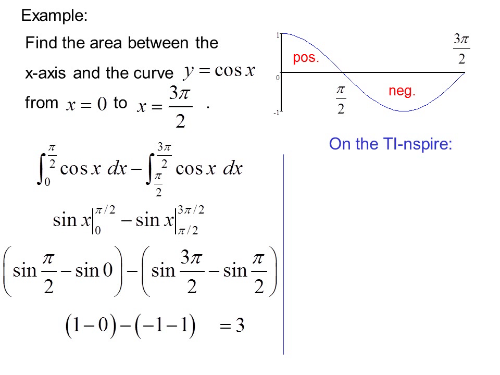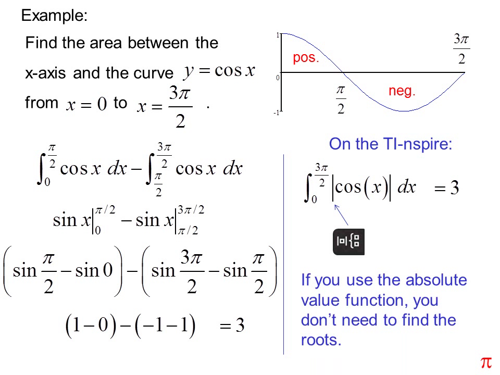On the TI-Nspire, we enter the integral from 0 to 3 pi over 2 of the absolute value of cosine x dx. We can find the absolute value symbol by using the template key. And when we press Enter, we get the same answer, 3. If you use the absolute value function, you don't need to find the roots.